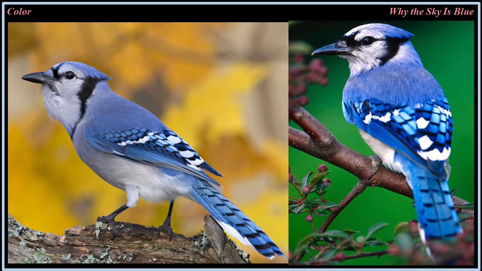Notes: there are no blue pigments in the feathers of a blue jay. Instead, there are tiny alveolar cells in the barbs of its feathers that scatter light, mainly high frequency light. So a blue jay is blue for the same reason the sky is blue, scattering.